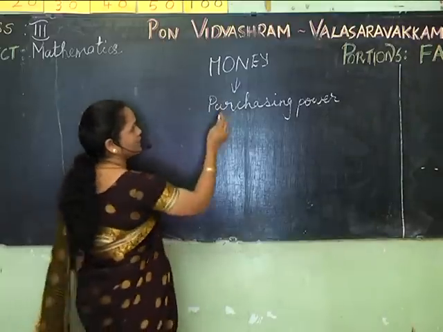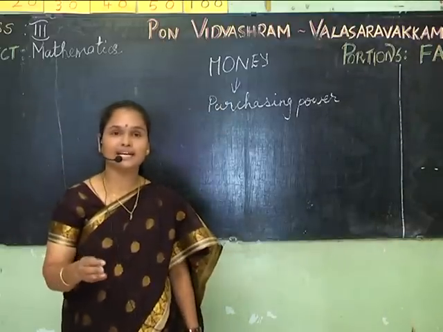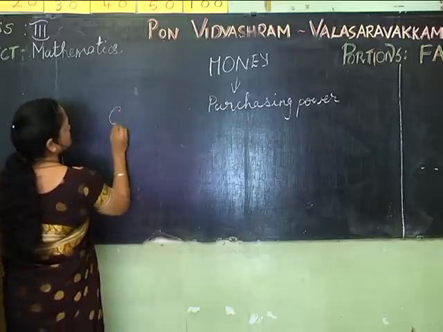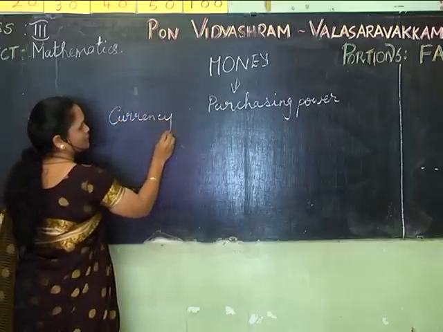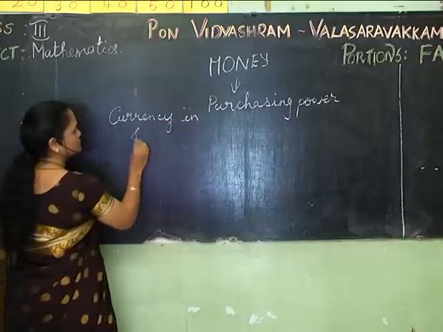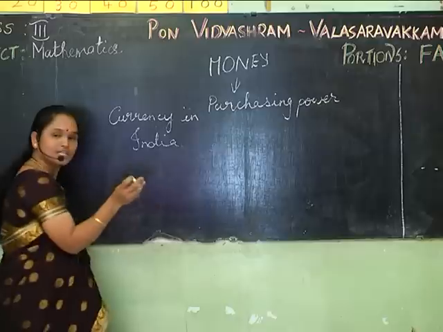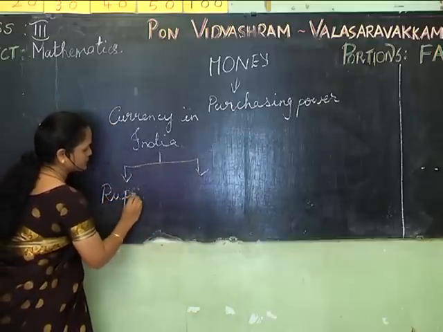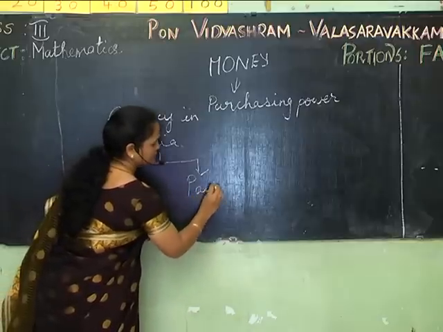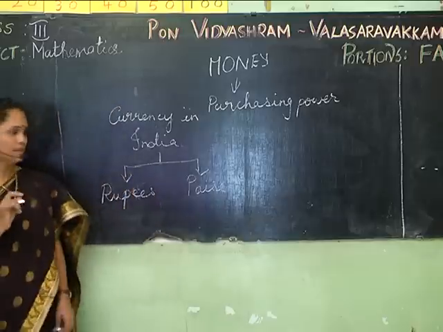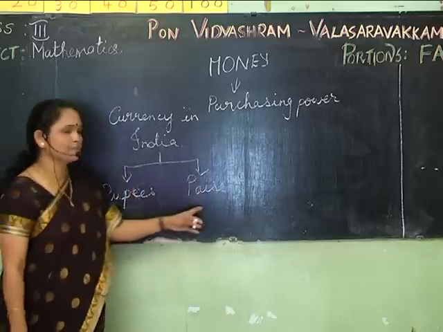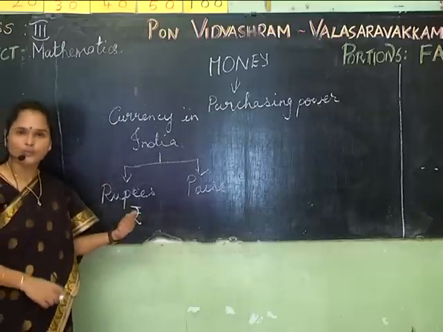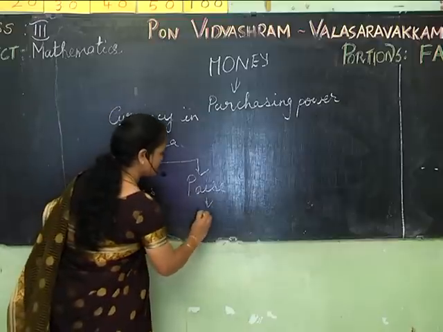Now when talking about India, the currency in India is represented by rupees and paise. The currency here is represented by rupees and paise. This is the symbol that is representing rupees, and this is the symbol that is representing paise.